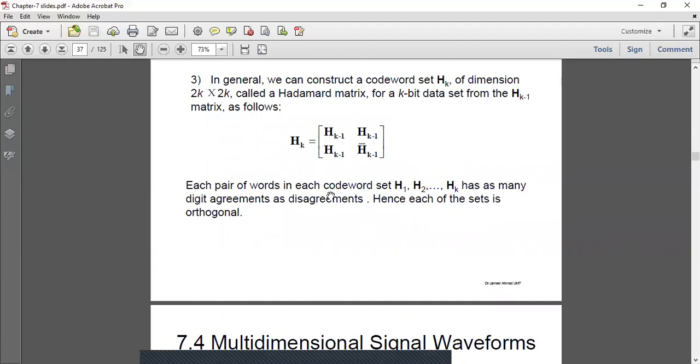Each pair of words in each code word set, H1, H2, or Hk, has as many digit agreements as disagreements. Hence, each set is orthogonal.